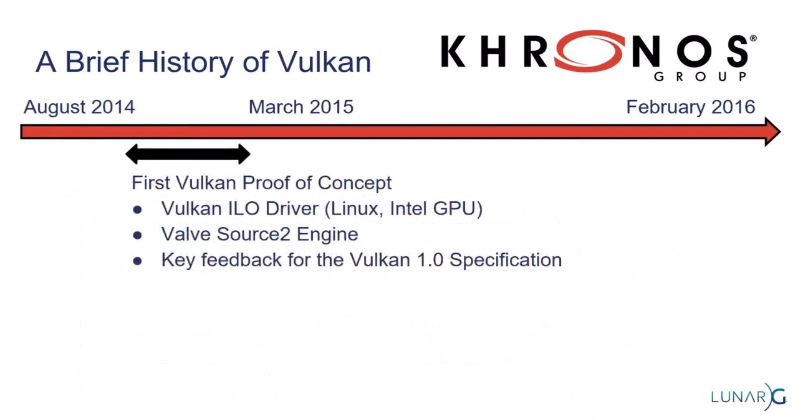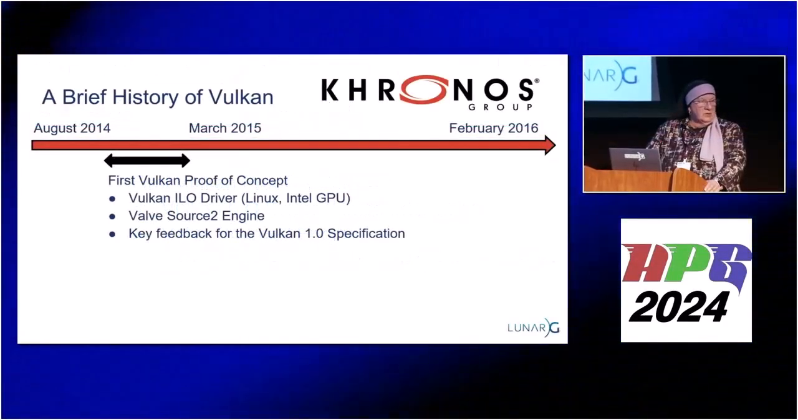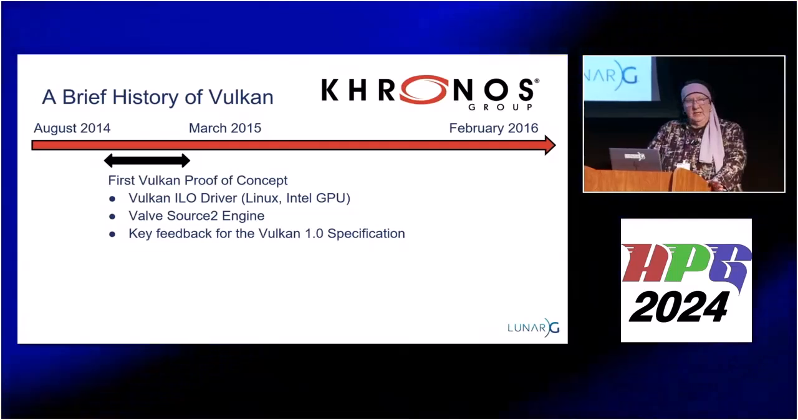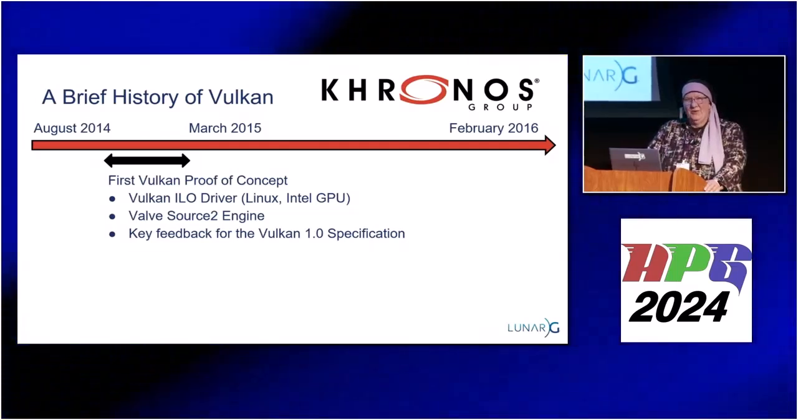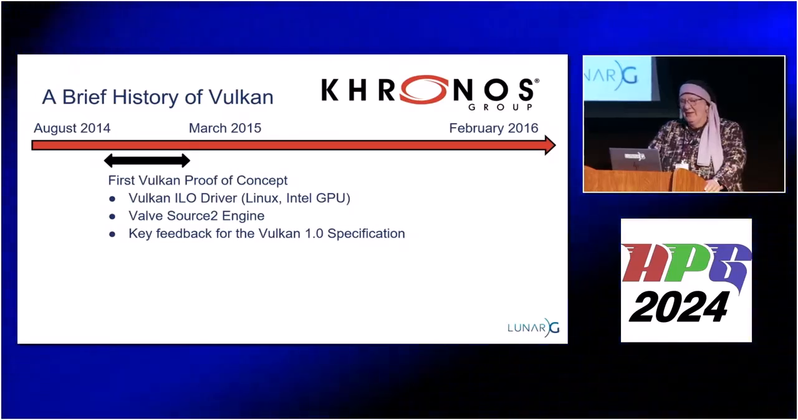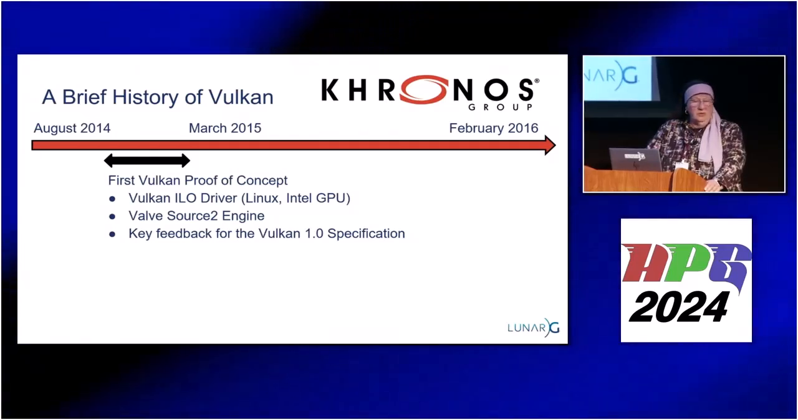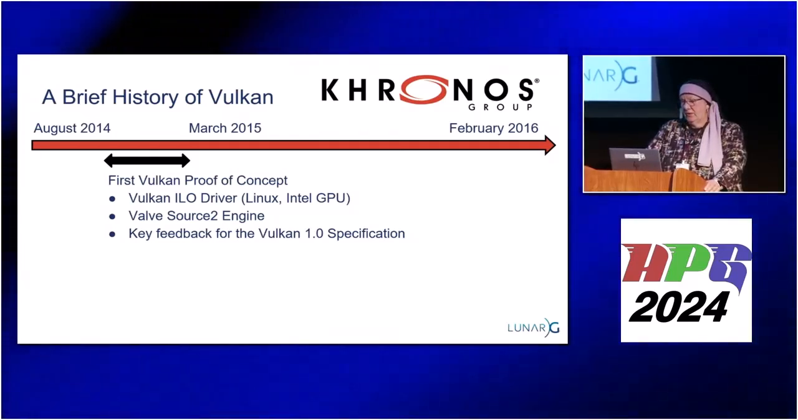So shortly after that announcement, a proof of concept implementation was going on. This was in collaboration between LunarG and Valve. LunarG wrote the first informal Vulkan driver, Linux, to Intel HD graphics, called the ILO driver. We were trying to figure out last week why it was called the ILO driver. We couldn't remember why. And Valve was porting their engine, their Source 2 engine, to Vulkan as well.